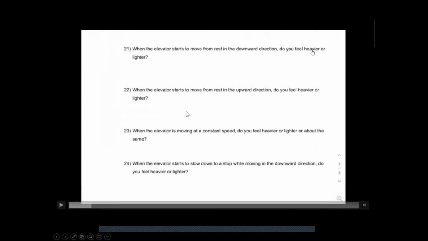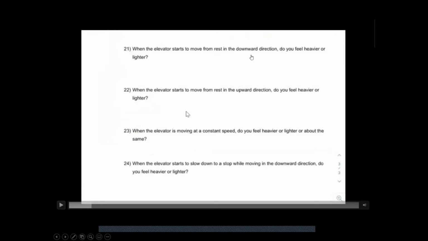Now we have to explain why you will feel lighter. So elevator acceleration in the downward direction, you will feel lighter. Question is why? Acceleration is up, you will feel heavier. Why? No acceleration, no change in weight. Why? And then let's do 24. Let's make an attempt at 24.